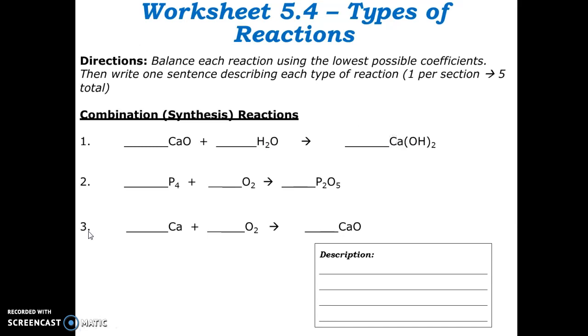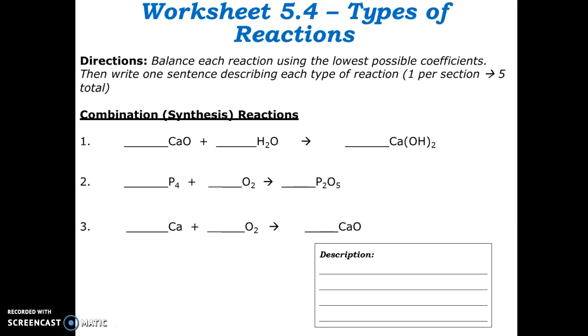Now in this synthesis reaction, once we learn what that is, what I want you to do in these boxes where it says description is to describe what a combination or synthesis reaction is in your own words. We're going to go over the 5 major types of reactions today. You're going to jot down a few notes about each one, and as you're balancing these, you're going to write one description summarizing each type of chemical reaction.